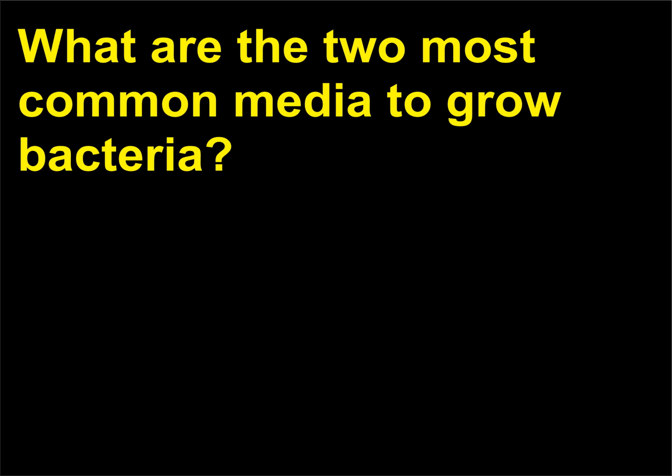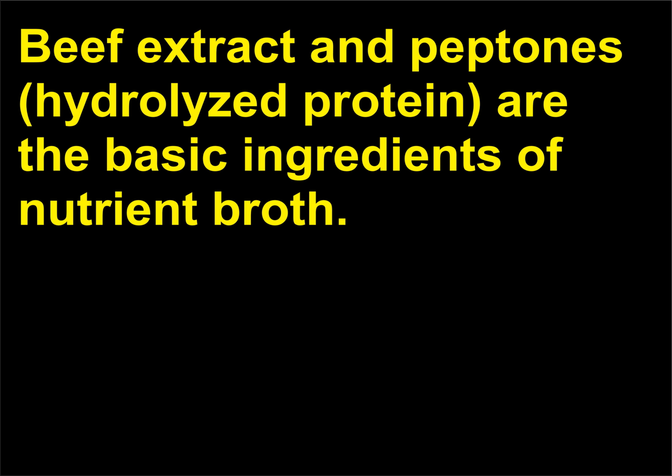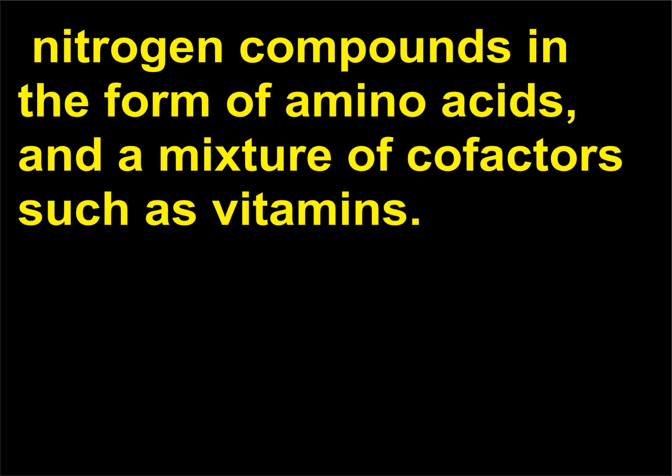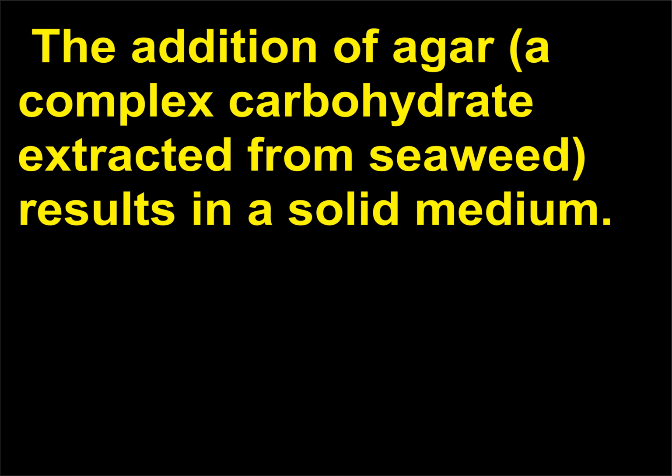What are the two most common media to grow bacteria? Beef extract and peptones, hydrolyzed protein, are the basic ingredients of nutrient broth. These materials supply a variety of carbon sources, nitrogen compounds in the form of amino acids, and a mixture of cofactors such as vitamins. The addition of agar, a complex carbohydrate extracted from seaweed, results in a solid medium.